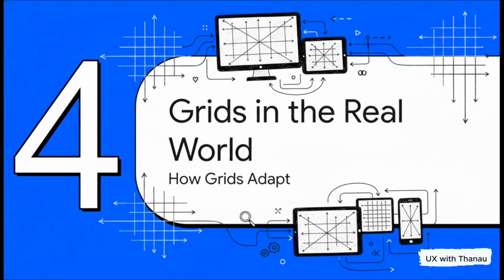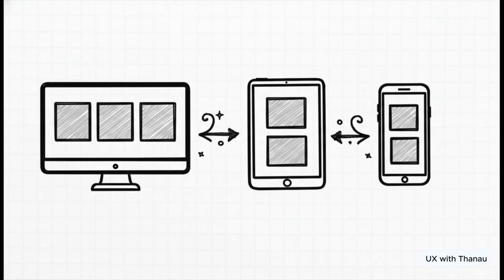So how does all this theory come together in the real world? Because today, it's not good enough to design for just one screen. We have to design for all of them. So this is absolutely crucial. Static, one-size-fits-all layouts are a thing of the past. Modern design demands responsive grids.